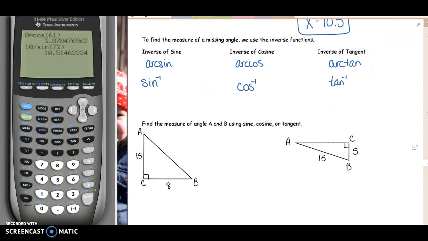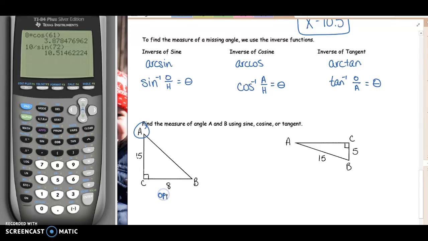The inverse functions allow us to switch the places of the angle and the side. So the inverse sine of the opposite side over the hypotenuse will equal an angle measure. And there's that theta symbol, which we use to represent an angle measure. The inverse cosine, the arc cos, of the adjacent side over the hypotenuse will equal an angle. And same thing with tangent, except with opposite and adjacent. So here's how we're going to use it. We need to find the measure of angle A and B. I'm going to start by focusing on angle A.